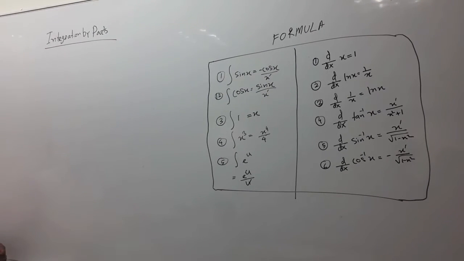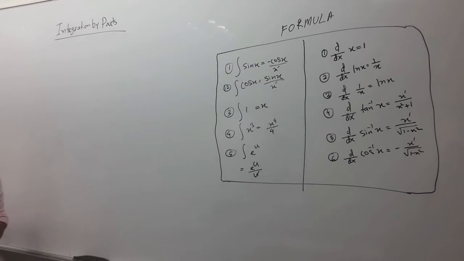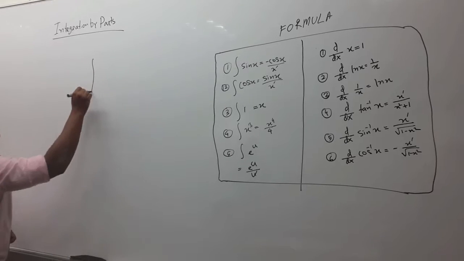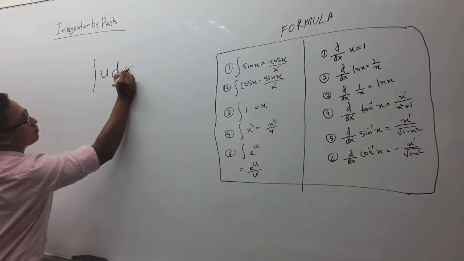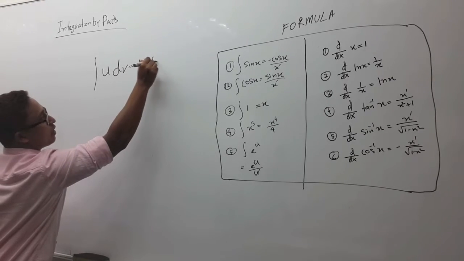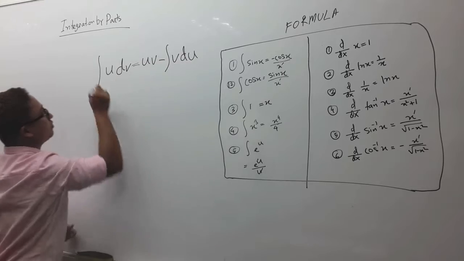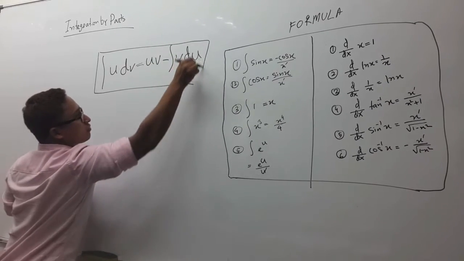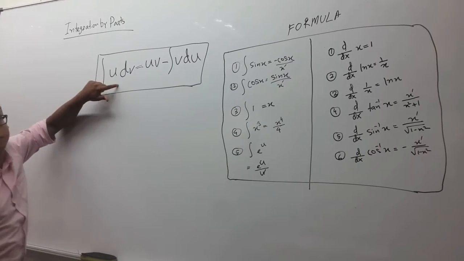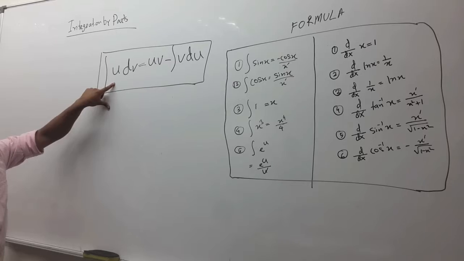Okay. To solve integration by parts problems, first of all we have to memorize the equation, which is integration of u dv equal to uv minus integration of v du. This is the equation for integration by parts which we have to memorize to solve integration by parts problems.